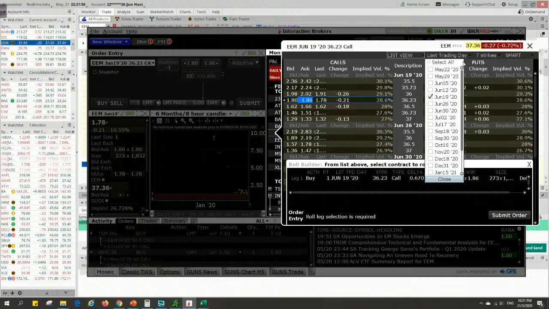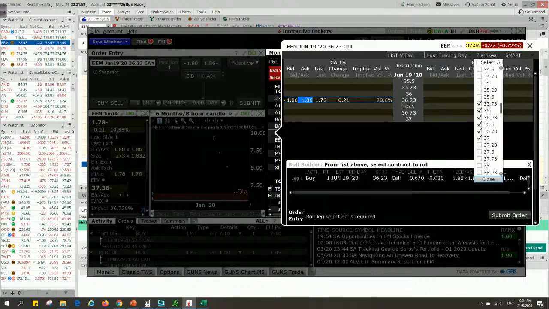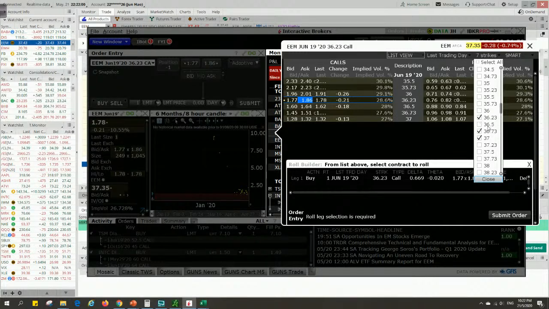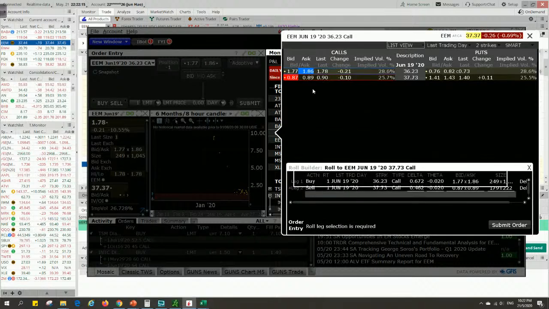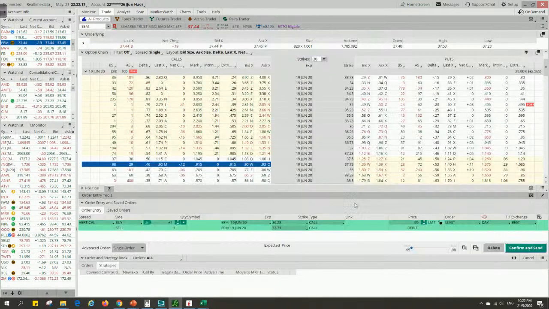19 June, strikes 36.23, 37.73. Yes, this is the number that's tripping my tongue today. All right, so just roll to this. This is a simple one, and the price for this rolling will be at 95 cents.